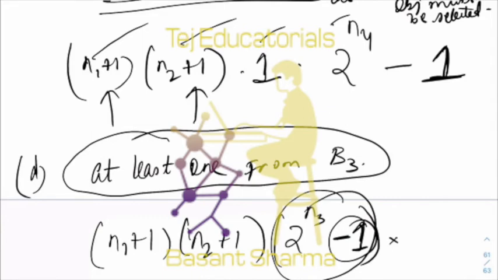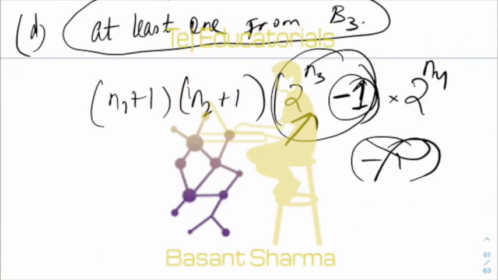Then it can happen that nothing is selected from B4, so the total number of cases would be 2 to the power n4. Now there is no need of subtracting 1 here, because we have selected at least one object from B3. There is no question of what will happen if nothing is selected from any of the boxes. That cannot happen at all, because we have already selected at least one object from B3.